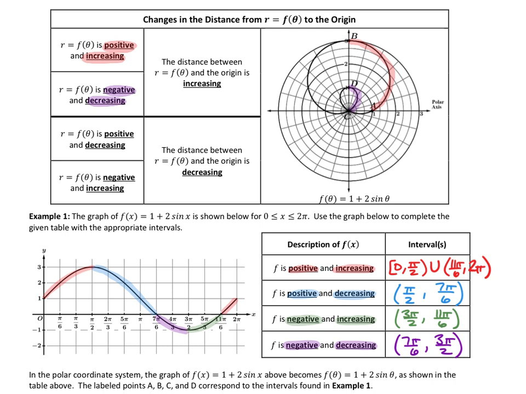The next color scheme I have here is going to be positive and decreasing. In my rectangular graph, that's a really large section from pi over 2, that's the positive y-axis, all the way to 7 pi over 6, which means it's actually this entire section going past the x-axis and underneath a little bit. The last one, where it says that it is negative and increasing, we said this is from 3 pi over 2 to 11 pi over 6, which is going to be this piece right here.